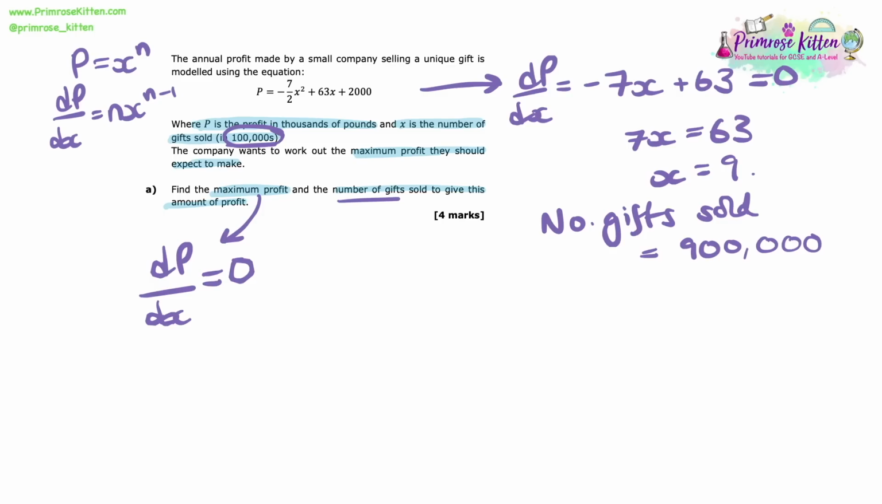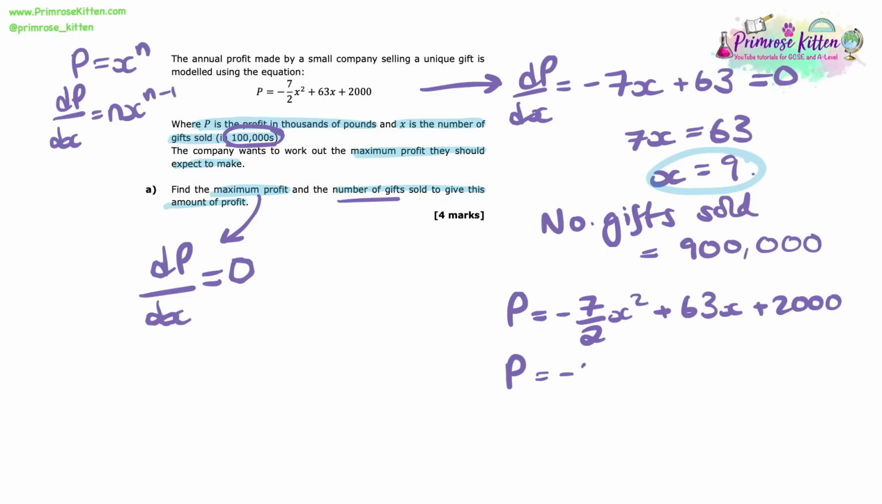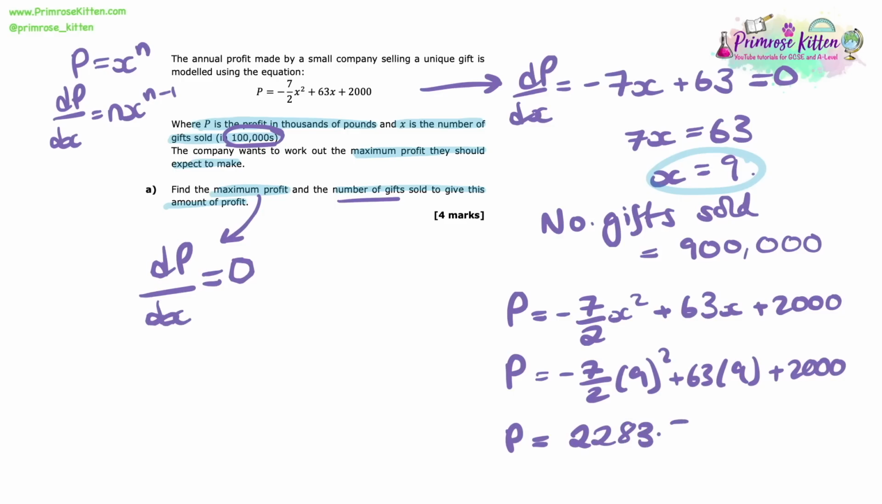Let us now substitute this in to work out what the profit is when we sell 900,000 gifts. So we know that the profit is equal to minus 7 over 2 x squared plus 63x plus 2000. If we substitute in that value of x equals 9, because of course remember in this equation x is just the 9, not the 900,000, we get P equals minus 7 over 2 times 9 squared plus 63 times 9 plus 2000, which ends up giving me P is equal to 2,283.5.